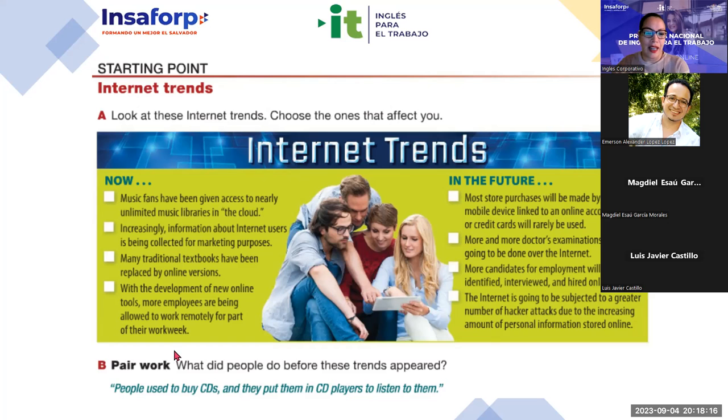Okay, let's do part B. What did people do before these trends appeared? Oh, that's interesting. For example, people used to buy CDs and put them in CD players to listen to them. That is in regards to the first one, right? Music fans have been given access to nearly unlimited music libraries in the cloud. People used to buy CDs and put them in CD players to listen to them.